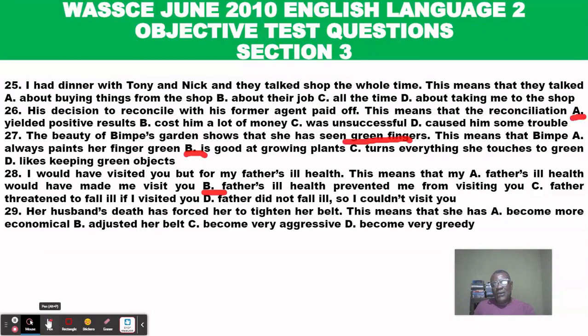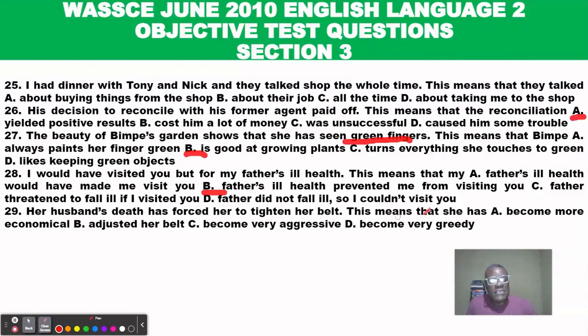Her husband's death has forced her to tighten her belt. Now, to tighten one's belt is an expression that has to do with trying to reduce costs, to become economical. That's just what it means. That's what that idiom means. When you tighten your belt, it means you want to save money, you don't want to spend extravagantly.